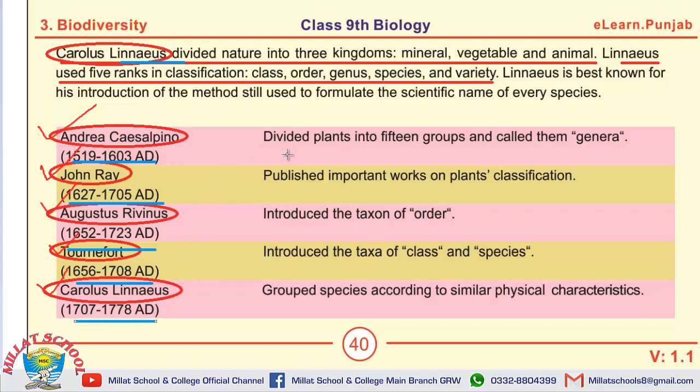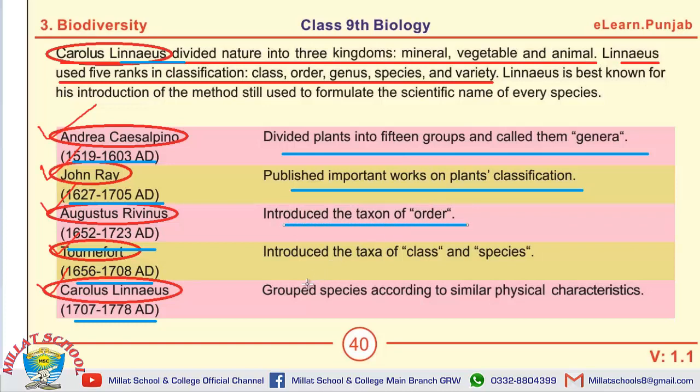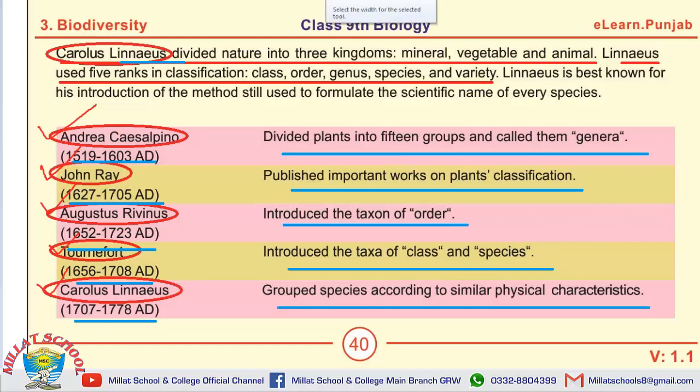And other works. Andrea divided plants into 15 groups and called them genera. John Ray published important works on plant classification. August Rivinus introduced a taxon of order. Tournefort introduced the taxa of class and species. And Carolus Linnaeus, as we have discussed above, grouped species according to similar physical characteristics. So these were the works of different scientists on classification.